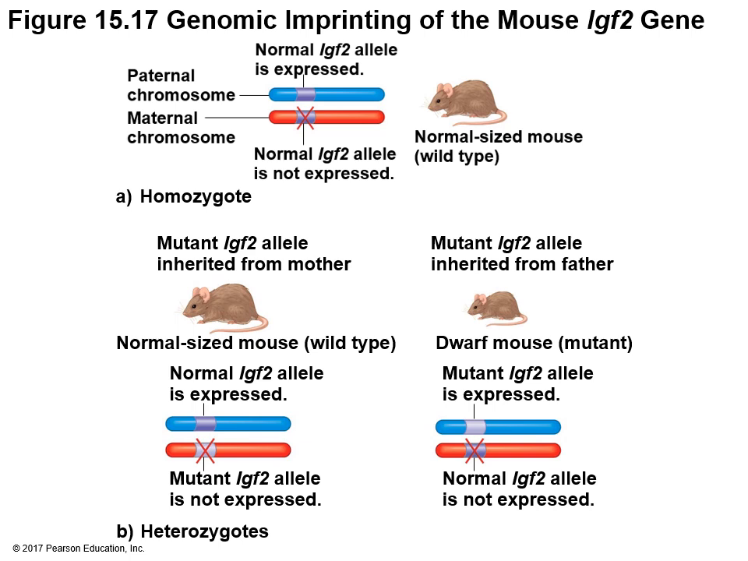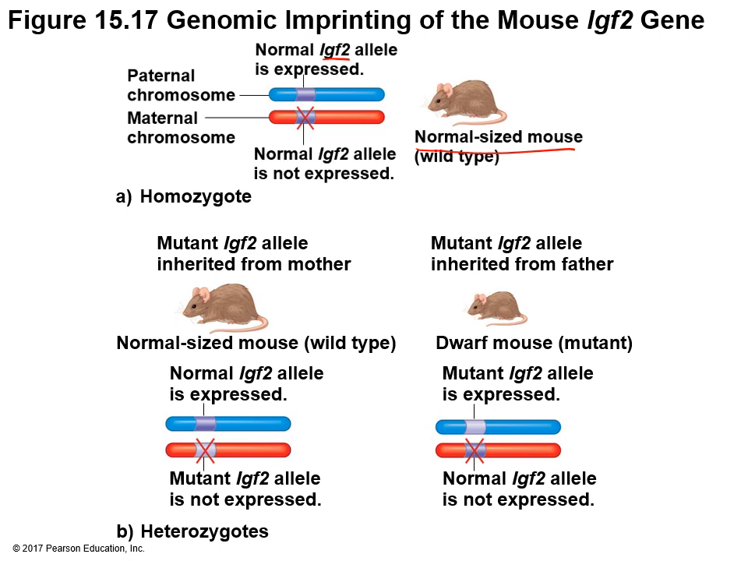So we have the IGF2 allele. The IGF2 allele is going to be expressed in males, but it will be silenced in females. If the IGF2 allele is normal, then we will have a normal-sized mouse. So the IGF2 allele or gene is associated with the size of the mouse.